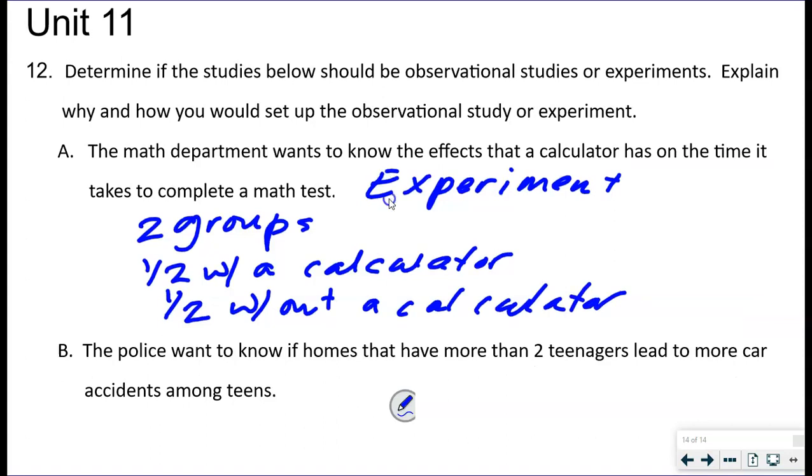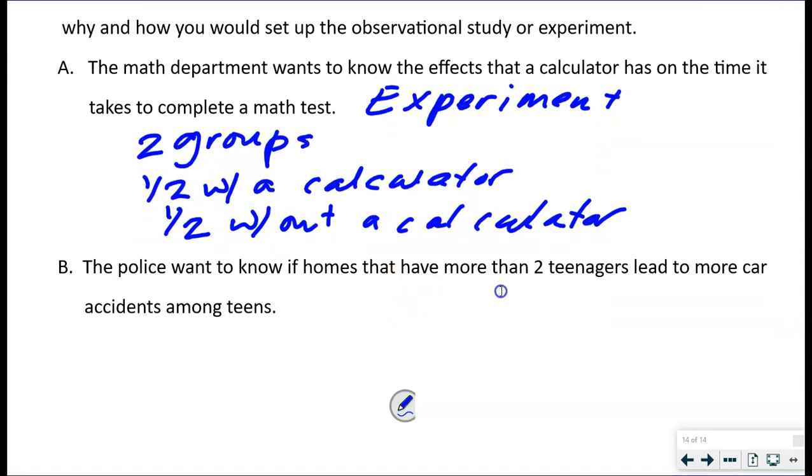Okay? And the next one says the police want to know if the homes that have more than 2 teenagers lead to more car accidents among teens. So would you make this an observational study or an experiment? Yep, I would make it observational. Why? Because obviously, first of all, the term accident in and of itself means that you can't control the outcome. And if you're doing something that causes accidents, that would be unethical, right? So this would be an observational study.